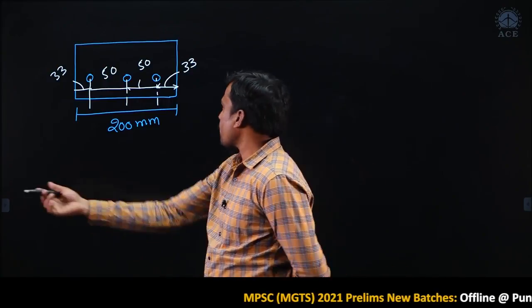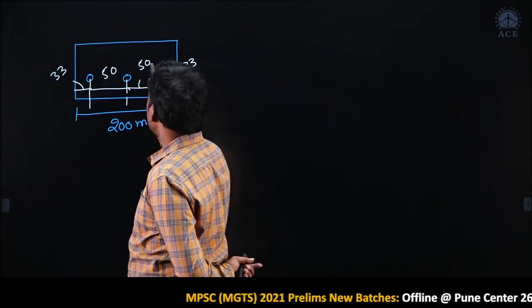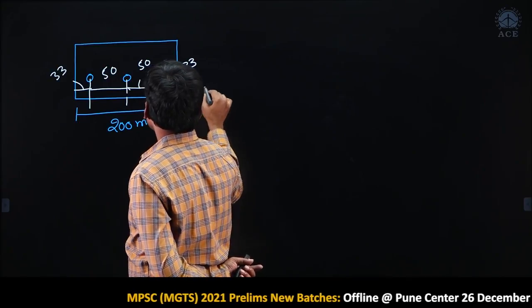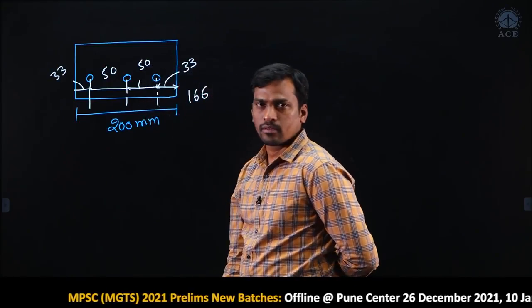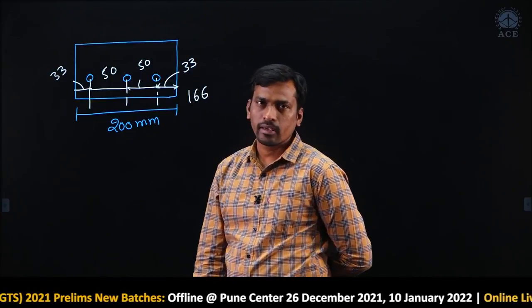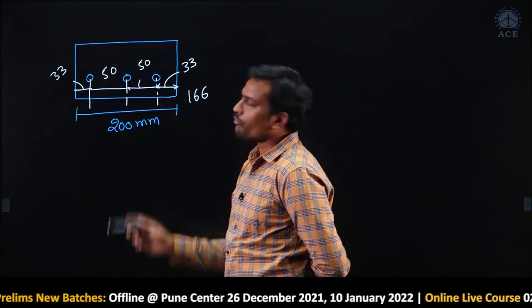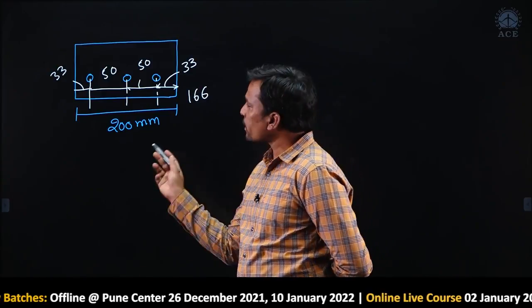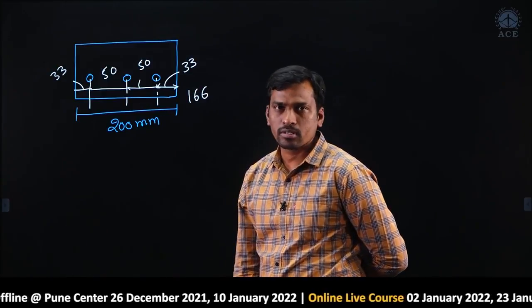Okay. Check it. So this is 100, then this is 166. So, 166, is it less than 200 or not? Yes, we can accommodate 3 bolts. Then we will try one more, 4 bolts.